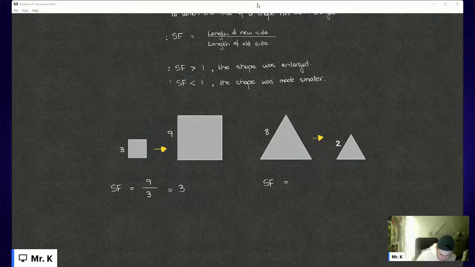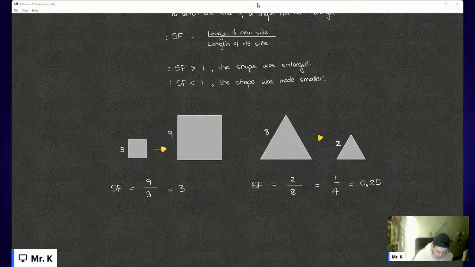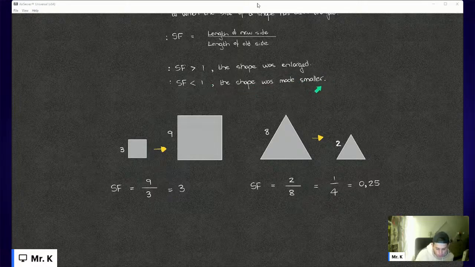Remember, we take the new divided by the old. The new side is 2 units long, while the old side was 8 units long. And if we go ahead and simplify that fraction, we have a scaling factor of 1/4. If you wanted to change this into a decimal, it is 0.25. Is 0.25 less than 1? Yes. So it means that our shape was made smaller. And looking at the pictures, that's quite clear.